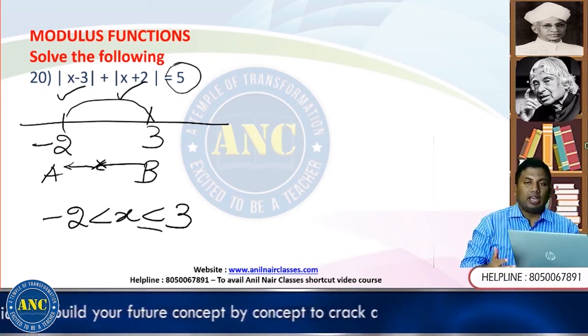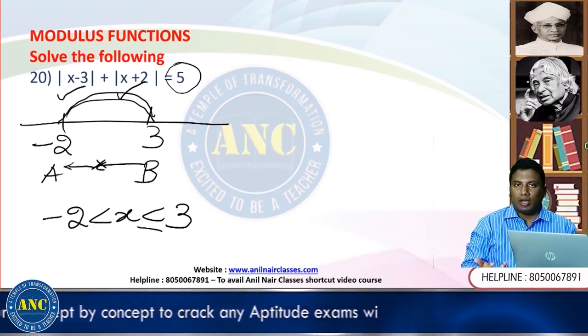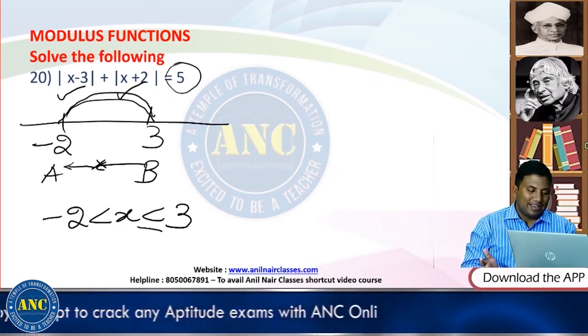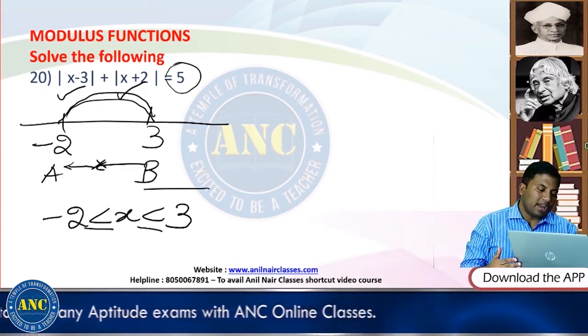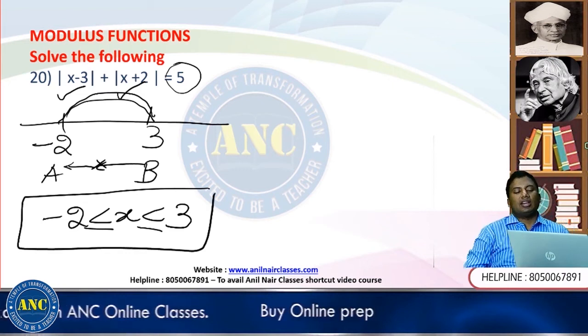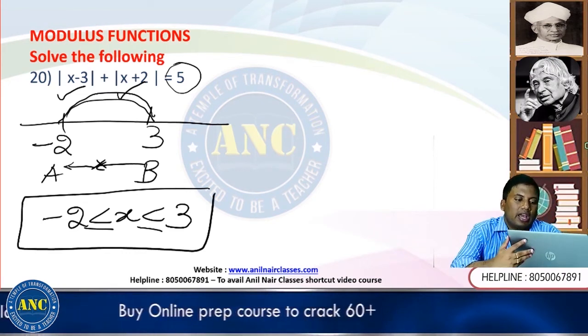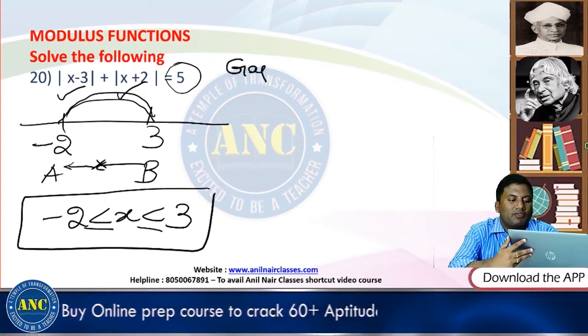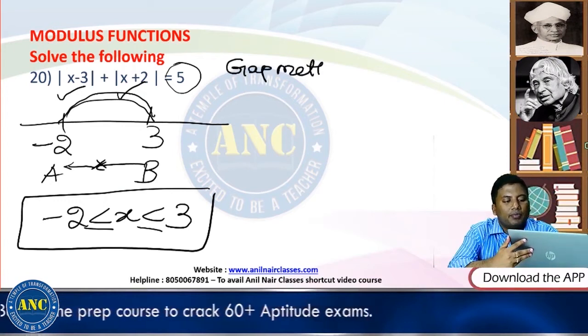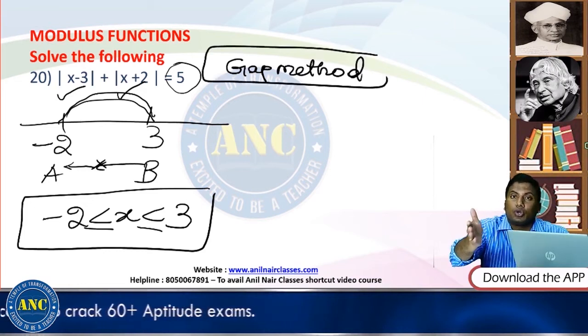So it can be equivalent to. B goes to A, 3 to minus 2 is 5. That also is possible. Answer is minus 2 less than or equal to x less than or equal to 3. Just by looking at a question, if you know the gap method, you can solve it very easily. Gap method. So I will get the answer from minus 2 to 3.